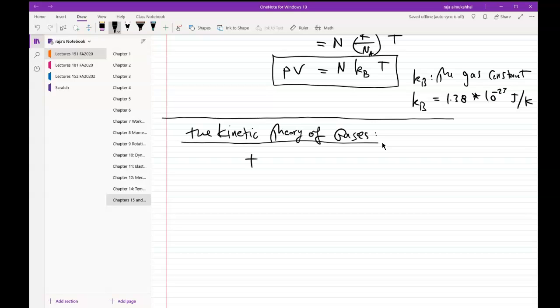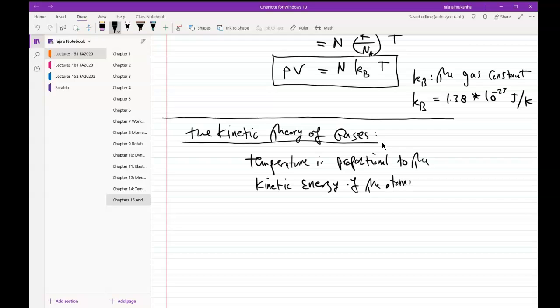Okay? Temperature, let me write it down. Temperature is proportional to the kinetic energy of the atoms or the molecules. Okay? What does that mean? It means the following.